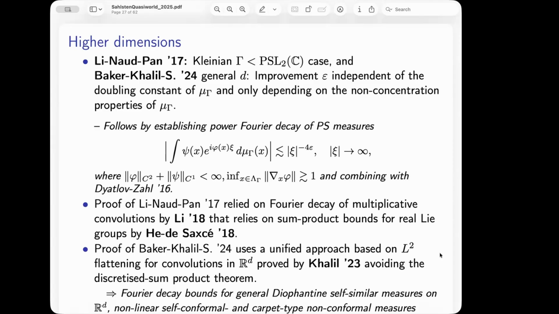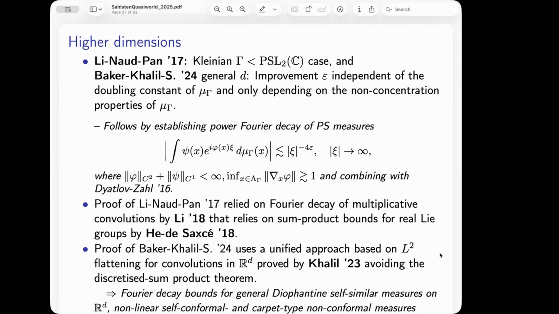I just want to mention one thing about the paper of Lee, Nord, and Pan. Because they studied the PSL2C case, you need some analog of sum-product theory in this setting, and there's some multiplicative structure of the Patterson-Sullivan measure. That was done by studying some product bounds in real Lie groups, in a paper by He and de Saxcé. And that allowed them to study a specific version of that theory that works quite well with certain groups in this context.